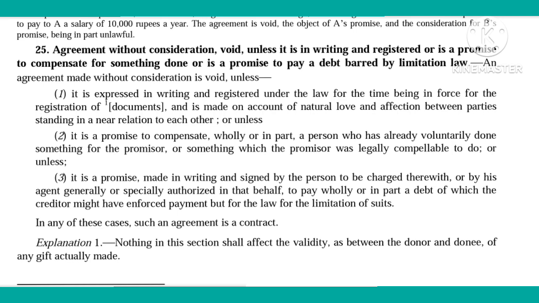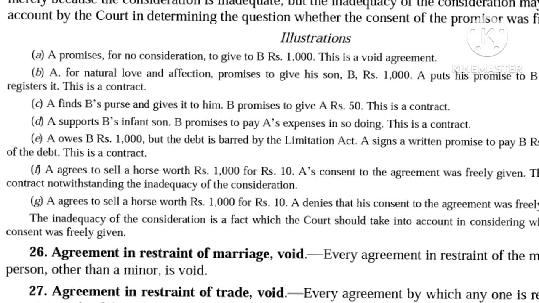For this we can look at illustration C under section 25, which says that A finds B's purse and gives it to him. B promises to give A rupees 50. This is a contract. So here, on finding B's purse, A decides to voluntarily give it to B. Since A had done a certain favor to B, B promises to give A rupees 50. So this is a contract.